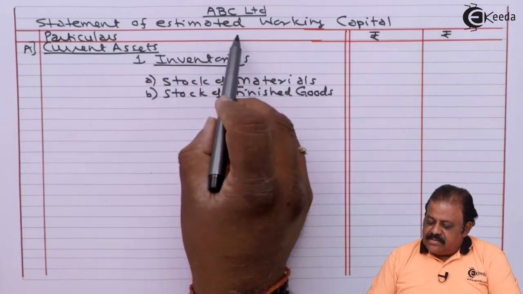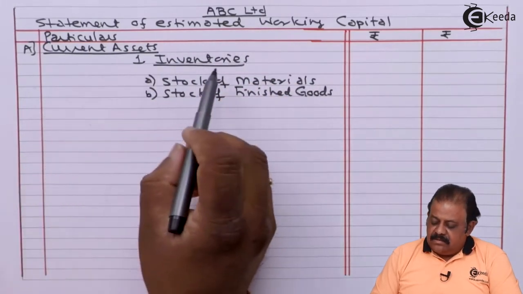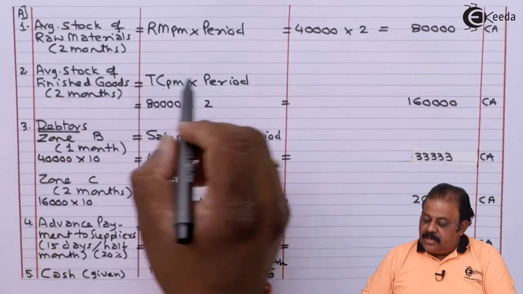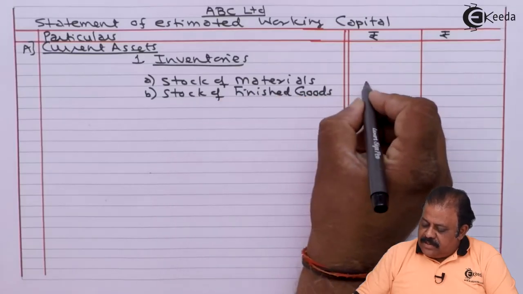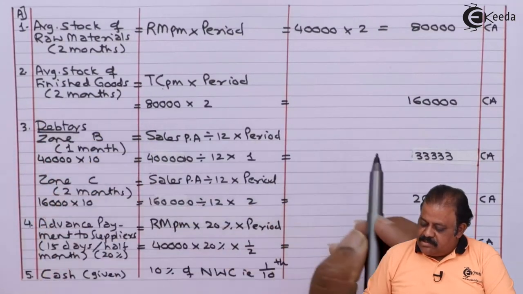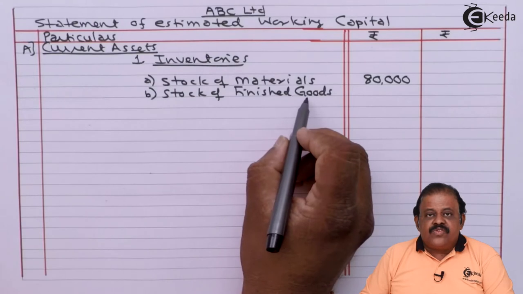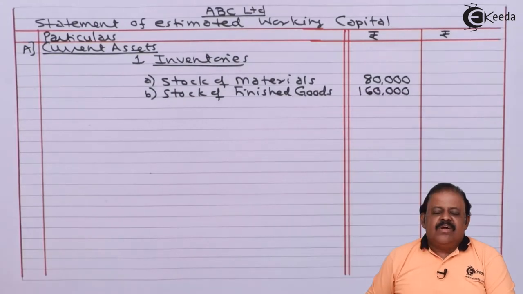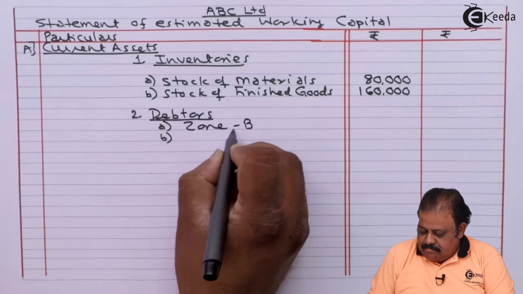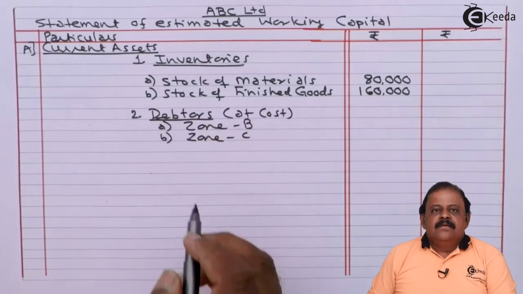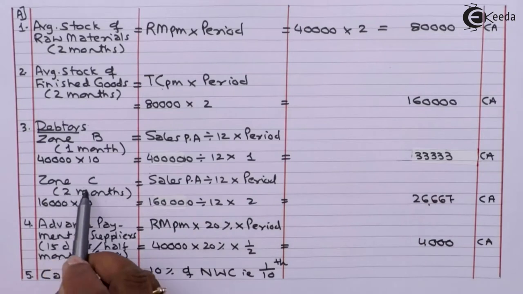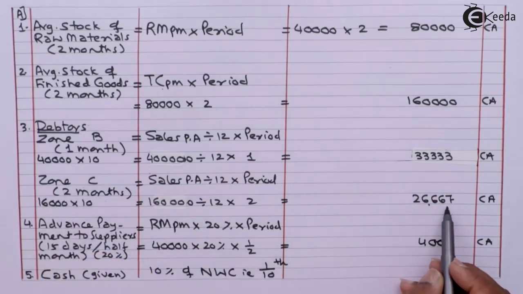ABC Limited statement of estimated working capital. First we'll have to take current assets, then inventories, that is stock of materials, stock of finished goods. Average stock of raw materials for 2 months, stock of materials 80,000. Average stock of finished goods for 2 months, stock of finished goods 1,60,000. Debtors at cost, zone B, 33,333. Zone C, 26,667.